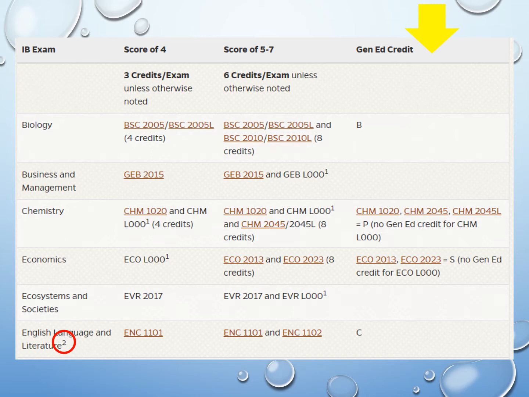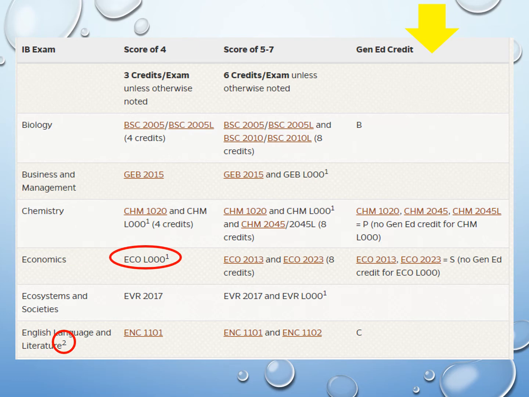Now for economics, let's jump down there. You'll notice that they're denoting which classes are actually going to earn gen ed credit because not all of them will give that to the student. So if a student gets a 6 on IB economics, they're going to get gen ed social behavioral science credit for ECO 2013 and ECO 2023. If they earned, let's say, a 4, they would get elective credit for ECO L000, but because it doesn't have any equivalent here at UF, there is no gen ed credit associated to it. They are going to get hours towards their degree, but they're not going to get gen ed credit. And that's why it's specifying there on the far right what it is and is not going to apply to.